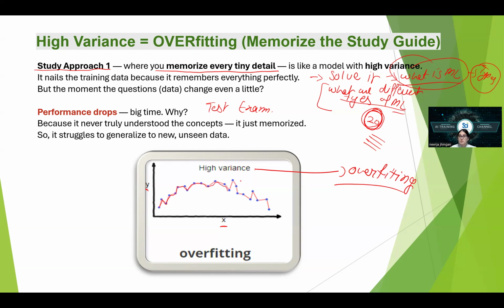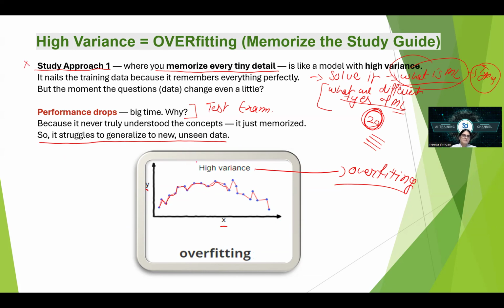Your model has learned too much. It memorizes everything, like the values, patterns, and relationships from the training. But its performance is going to drop when you change your feature values even a little bit. Even if you add a new feature, your model is going to fail. It will not be able to build up the relationship, as in the question example I gave you. So it struggles to generalize to new unseen data. So this study approach is going to fail.